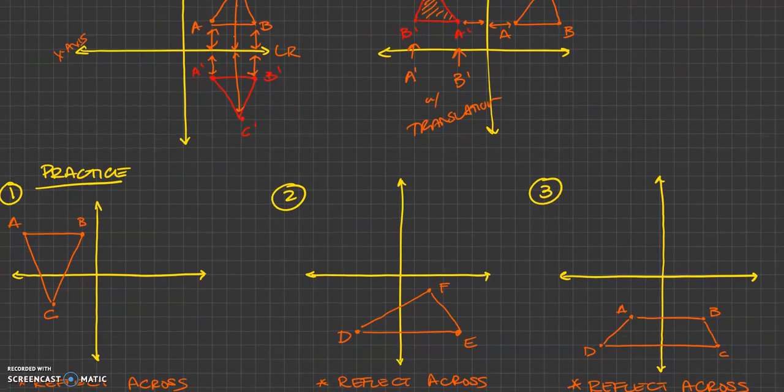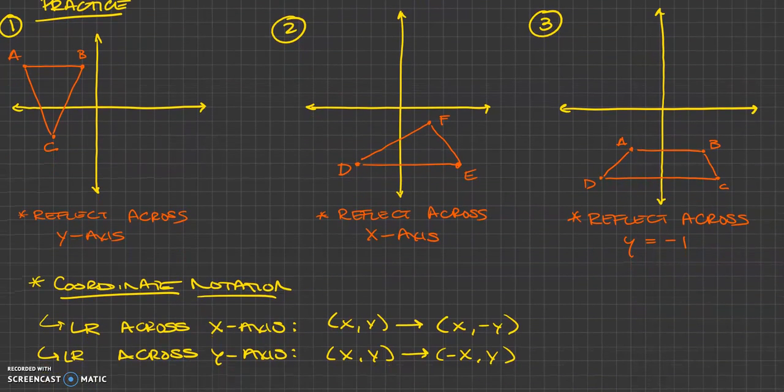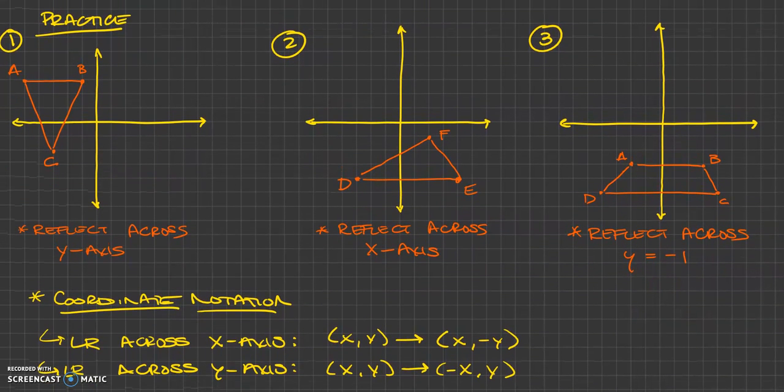So why don't we try a practice problem or two? I've given you 3 practice problems. Let's stop it right there. Give these a good go here. I've given you the instructions below. Reflect across the y-axis, x-axis, and across x equals -1. So that's going to look a little different. Pause the video and come back and I'll work them.